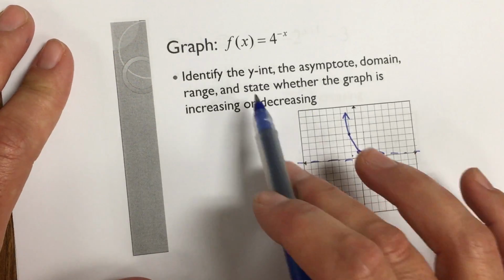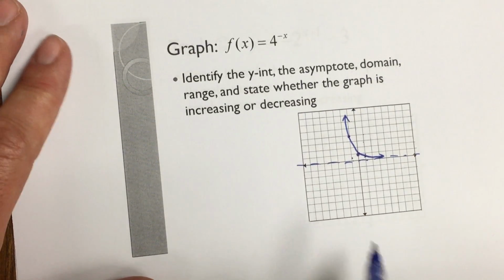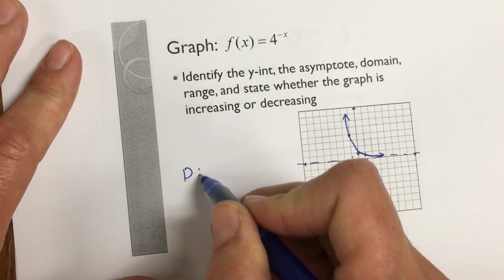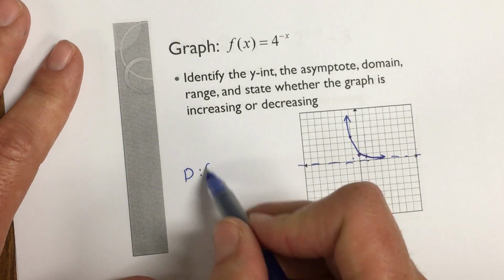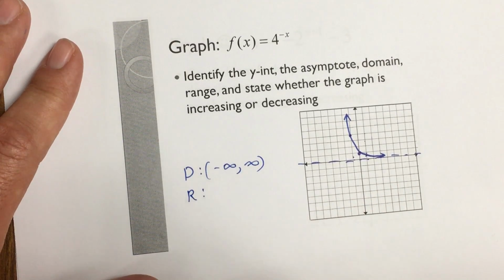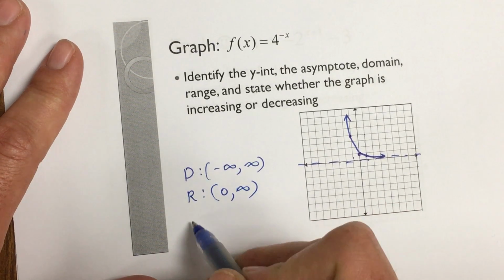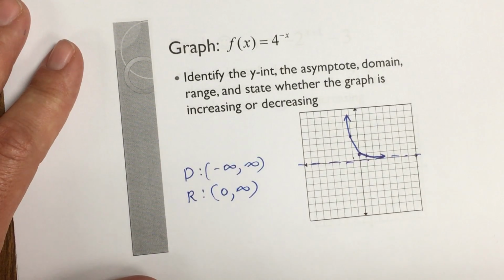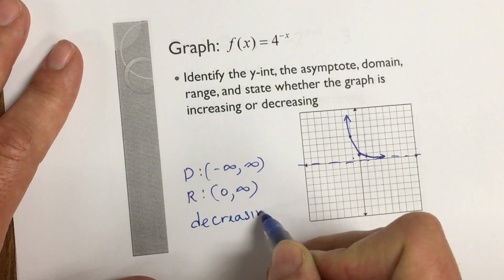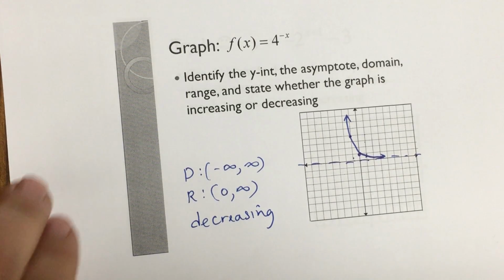So you can go through the y-intercept and the asymptotes and all that good stuff. You can go through that process. In terms of the domain, it is going to be all reals. The range is going to be from 0 to infinity. And this guy, is it increasing or decreasing? It is decreasing. It's getting smaller as you read from left to right.